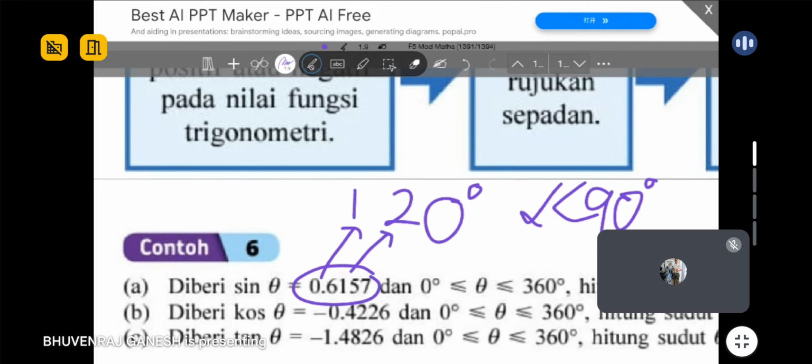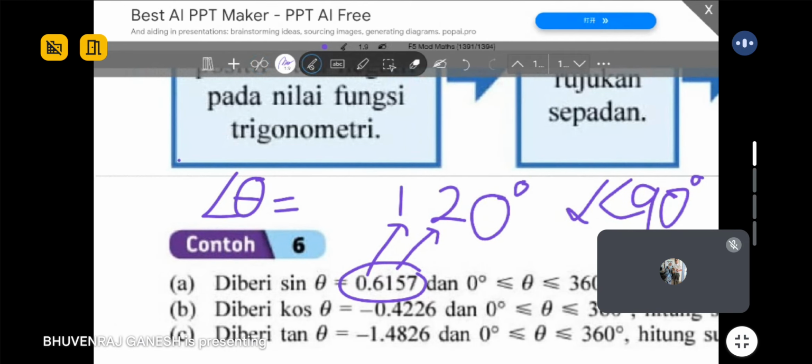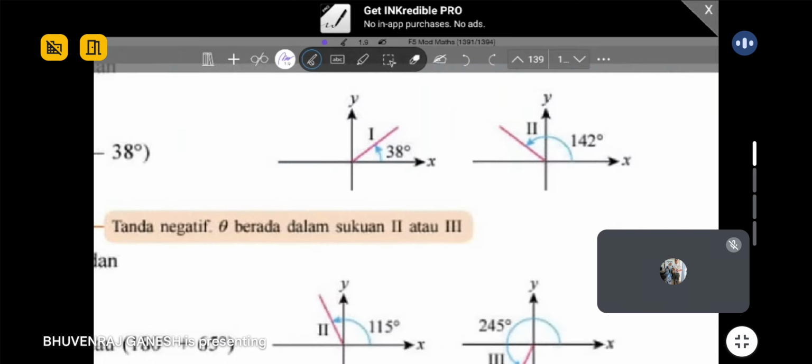Okay, can you tell me what is the reference angle for question A? What is your reference angle? Usually, to show the reference angle, you can use 2 symbols. The alpha symbol or this symbol to show the reference angle. Reference angle, you can use 2 symbols, either one of these. So anyone? Reference angle, what value did you get?